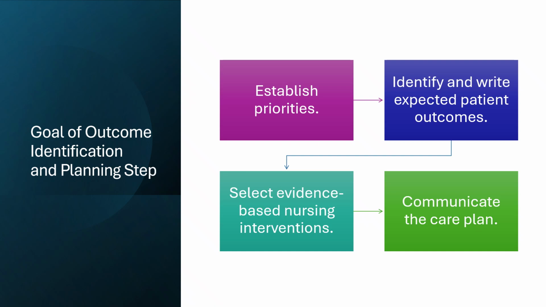Another area to consider is selecting evidence-based interventions. The questions you might ask here are, what does nursing science and experience suggest will work? How can I tailor this intervention for this patient? What are the risks and how can I minimize them? When thinking about communicating the care plan, ask yourself, does the plan reflect today's priorities? Is it personalized for this patient? And will others know how to act on it effectively?